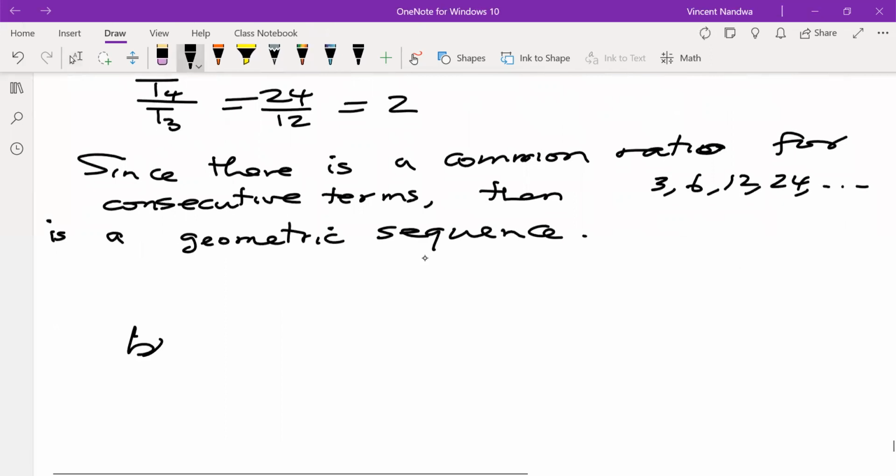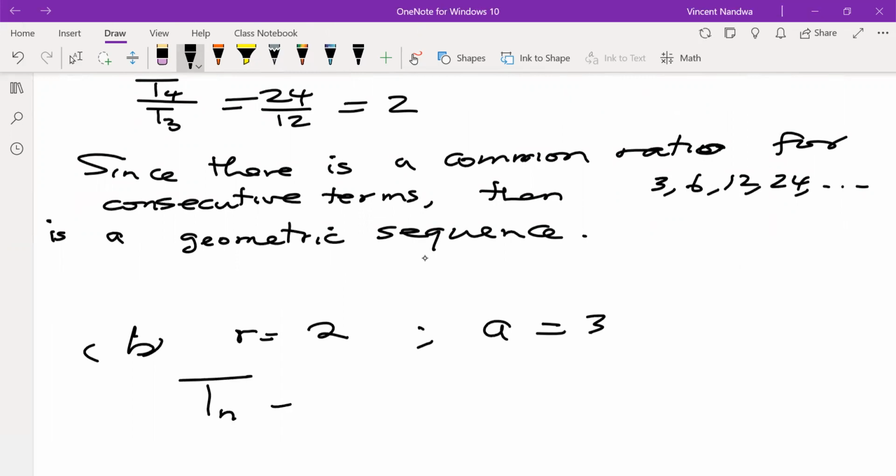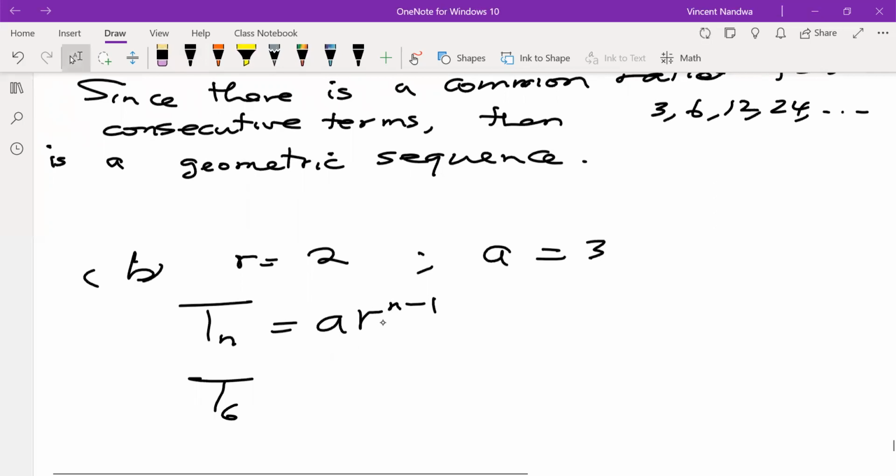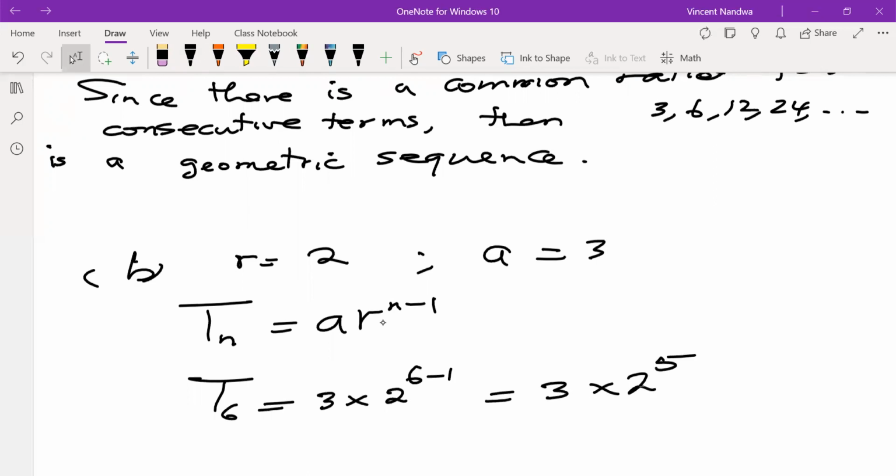And then part B. Therefore from part A, R is 2, and we know that A is the same as T1, which is 3. The nth term of a geometric sequence is given by A times R raised to the power n minus 1. So when we have to get the sixth term, n is 6, so we'll have 3 times 2 to the power 6 minus 1, 3 times 2 to the power 5, which is 3 times 32, which is 96.